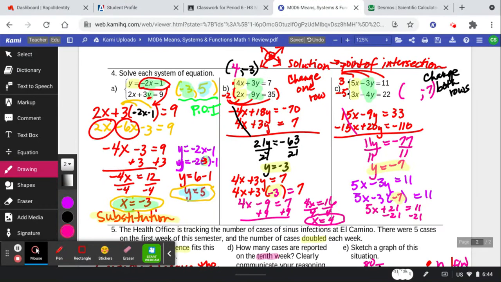I did something wrong. Hang on a second. No, I didn't. Okay, 5x equals -10. Divide by 5, divide by 5. We get that x is equal to -2. And so our final answer, our point of intersection, is -2, -7. How'd you do?